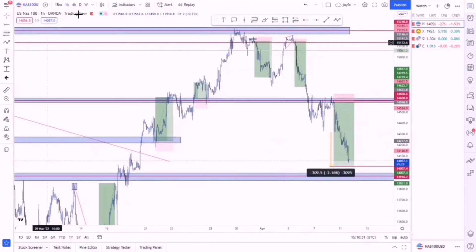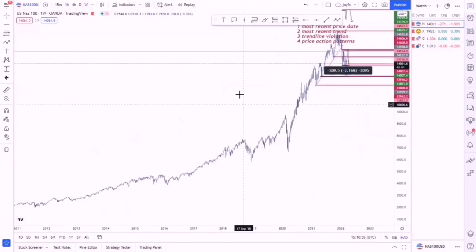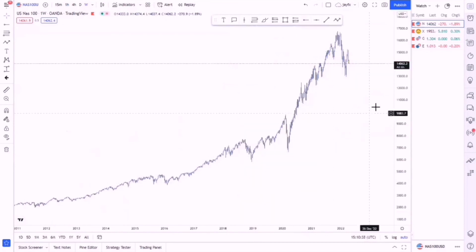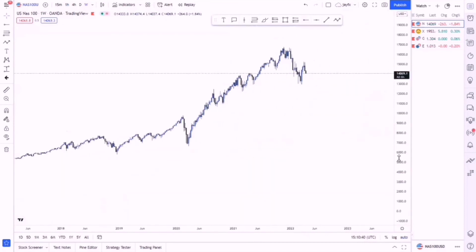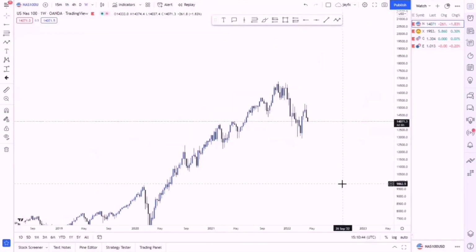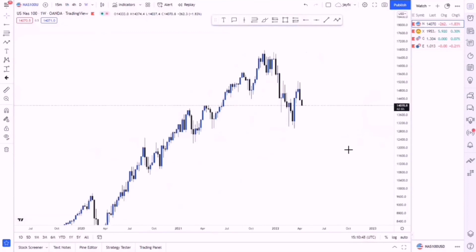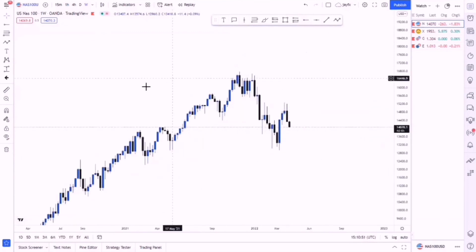Simple top-down analysis. All you need to do is go to your weekly time frame. When you are at the weekly time frame, let me actually remove my drawing. When you are at the weekly time frame, pay attention to what is happening most recently. The most recent price data, that's all you need. You don't need the whole movement. You just need to pay attention to what the market is doing most recently.